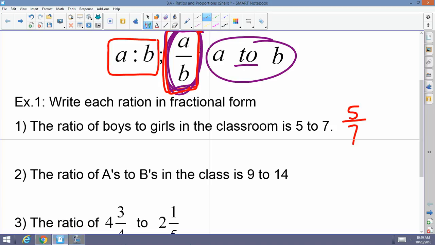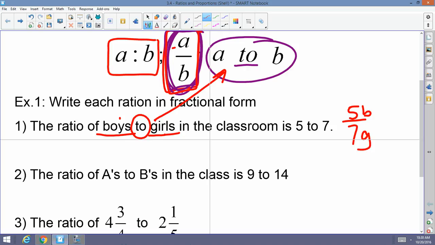Doesn't the ratio of boys to girls, isn't that just like this, guys? So isn't the first number the numerator? And isn't the second number or value the denominator? So it's not because one was smaller or larger. You read. So this is 5 boys to 7 girls.